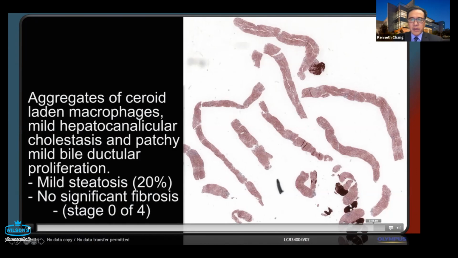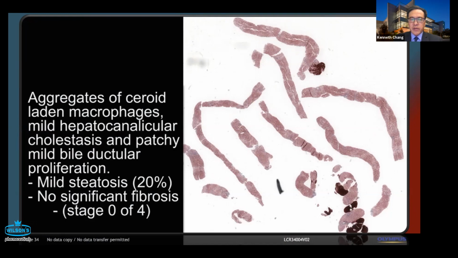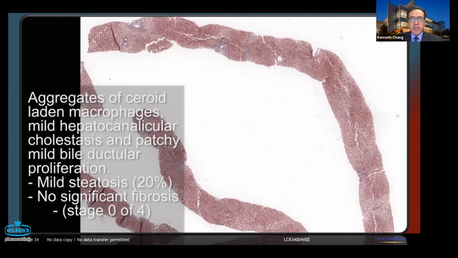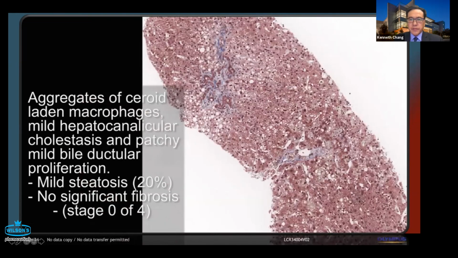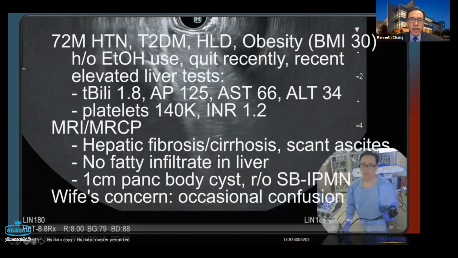And the liver biopsy just showed some mild hepatocanalicular cholestasis resulting from the ampullary tumor, some patchy, mild bile ductular proliferation, mild steatosis, and no fibrosis. So the patient was cleared for surgery and had her uneventful Whipple resection for her ampullary cancer. Okay, I'll do 1 or 2 more in a few minutes, so we have plenty of time for Q&A.